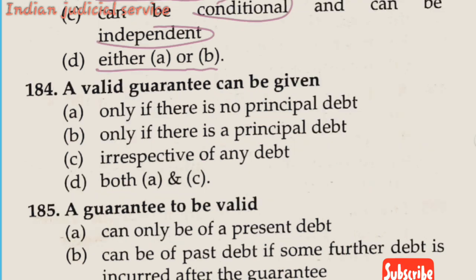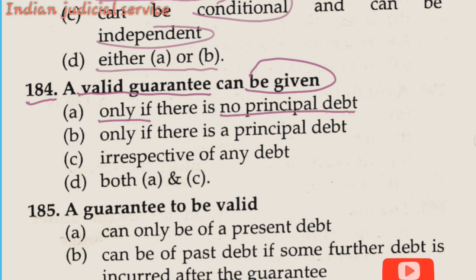Now come to the next question. Question number 184, a valid guarantee can be given. Option A, only if there is no principal debtor. Option B, only if there is a principal debtor. Option C, irrespective of any debt. And option D, both A and B. So it is clear here, a valid guarantee can be given only if there is a principal debt. So the answer is here option B.